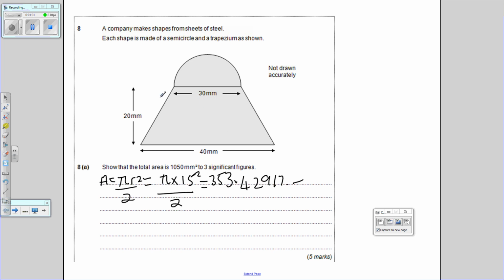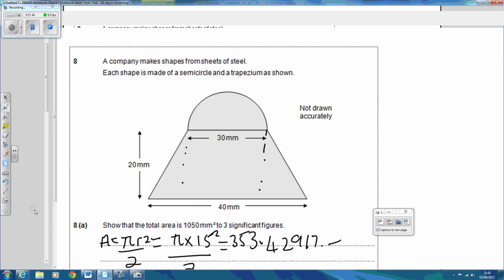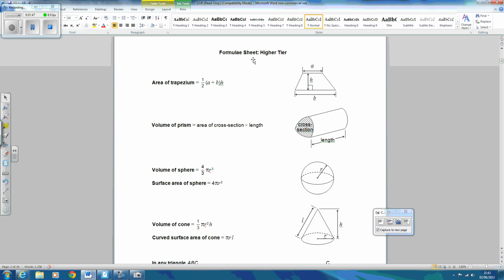Next bit, trapezium. You could, if you wanted, because it's an isosceles trapezium, split this into a rectangle and 2 triangles and work out the base here. That's doable. However, you should know the formula for the area of a trapezium. Even if you don't, it's on the formula sheet on your exam paper: half a plus b multiplied by the height between them, i.e. you add the 2 parallel sides together, half it, and then multiply by the height between them. So it's a add b divided by 2, and that gives you an average length, and then you times by the distance between them.